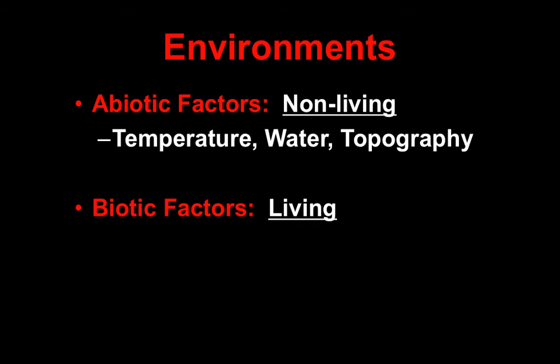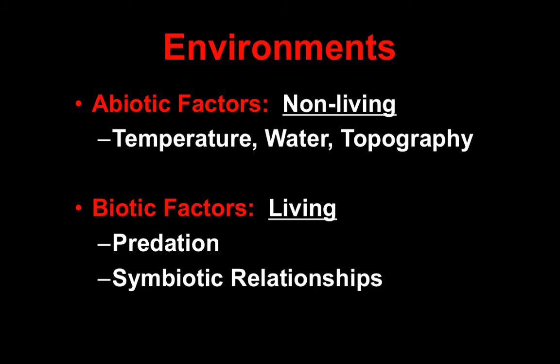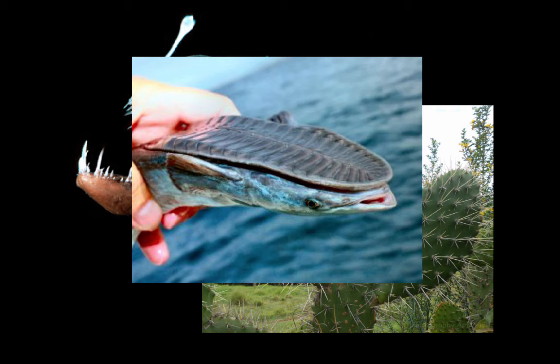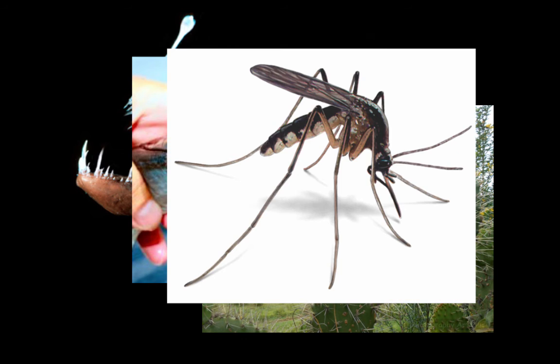Additionally, you have to be adapted to the biotic factors, the living things, and things like predation, symbiotic relationships, and diseases. So for example, this first fish here is an example of getting food. The cactus is an example of not being food. There's a symbiotic relationship that allows this fish to hitch a ride. And you have to be adapted to dealing with certain diseases. For example, people that have the sickle cell trait in Africa, that helps protect them against malaria.